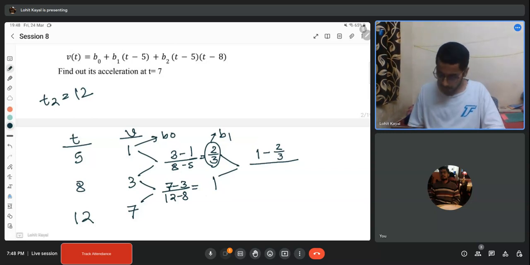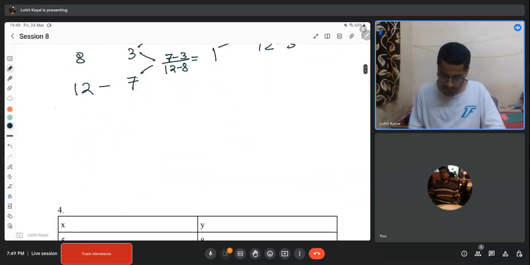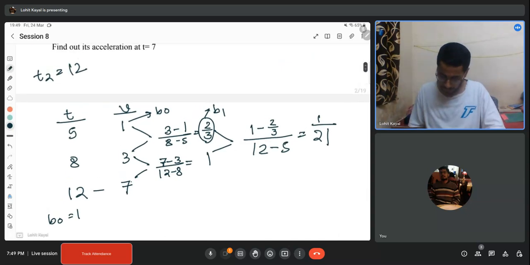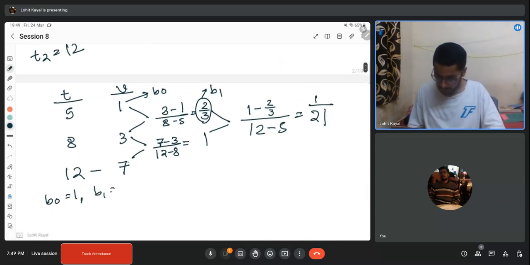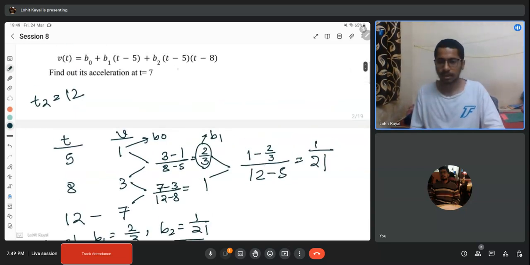to follow the arrows. So here 1, it is coming from 7 and the corresponding t is 12. It is 12, 1, 12. And 2/3, it is coming from this 1 and corresponding t is your 5. So it is 1 by 3 divided by 7, which is 1 by 21. Okay. So your b0 is 1, right? b1 is your 2/3 and b2 is your 1 by 21. So just plug in the values here and calculate dv/dt at t equal to 7.